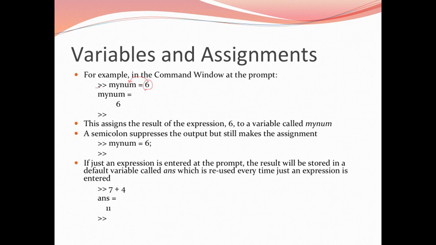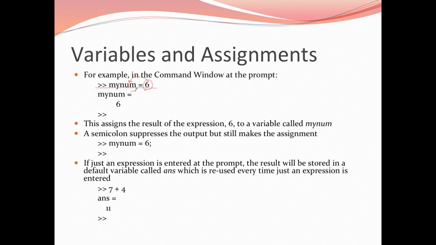So at the command prompt, you type this in, mynum, and then the equal sign and 6. And the way I'm going to say that out loud normally is mynum gets the value of 6. Because again, that's not the equal sign, that's the assignment operator. So you're putting the value of the expression into the variable.